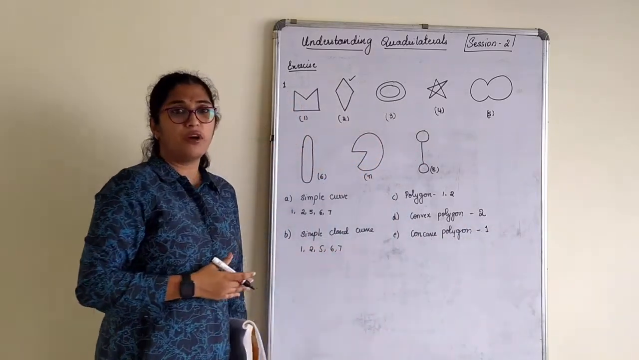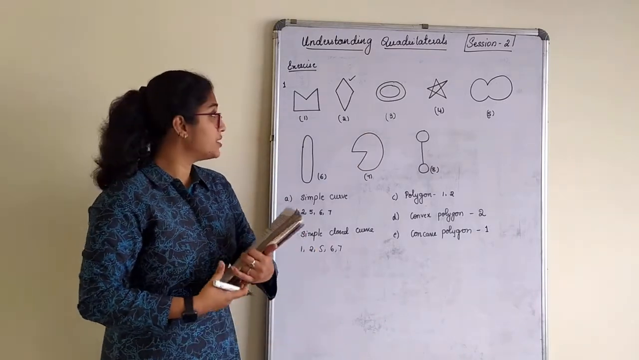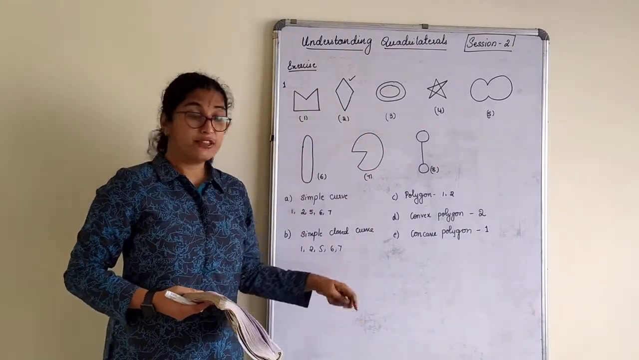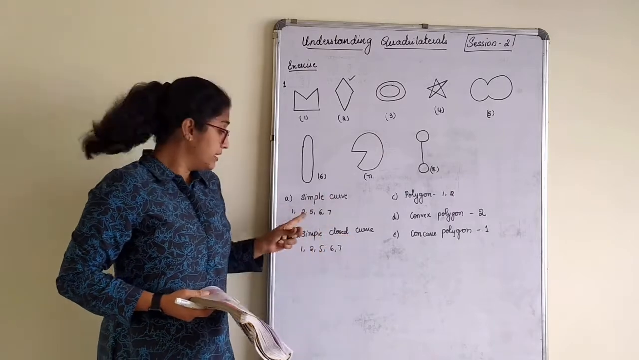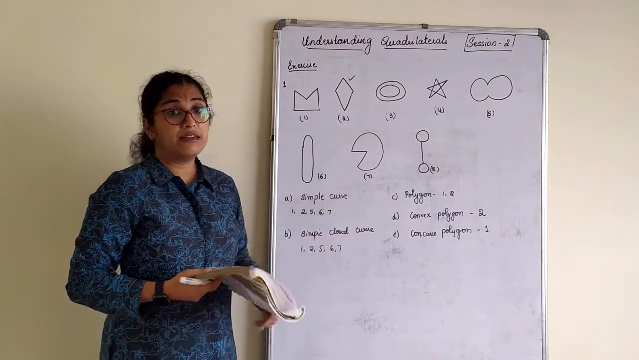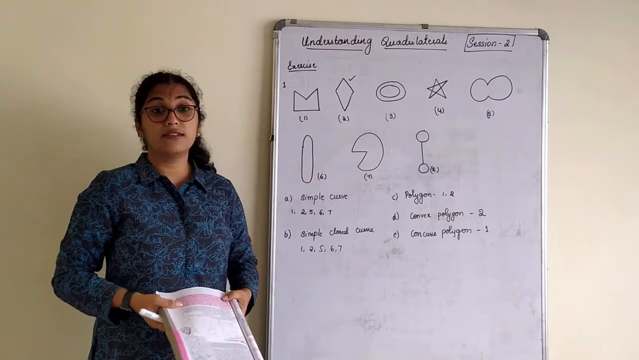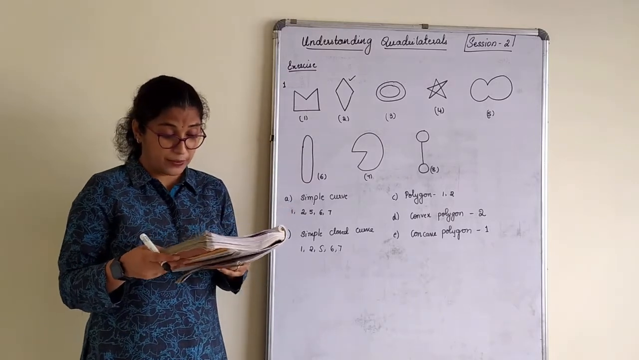So this is how you have to describe the first exercise. For the first one, we need to draw the given figure, write simple curve, and write which figures will come under those. So this is the answer for the first one.